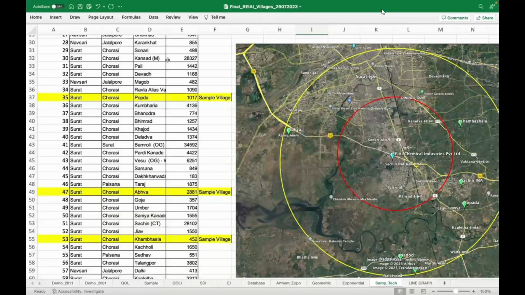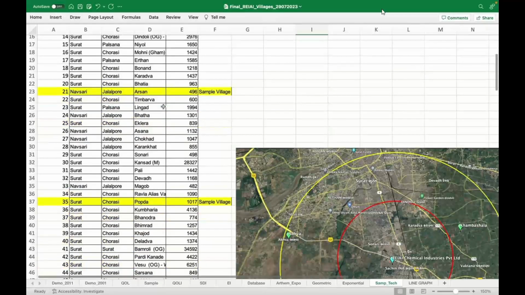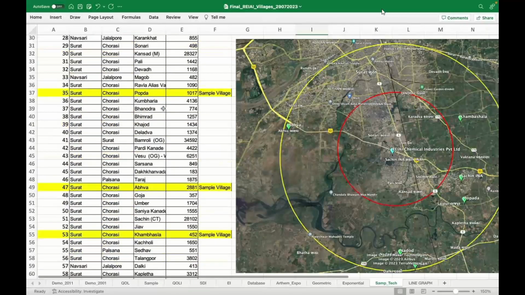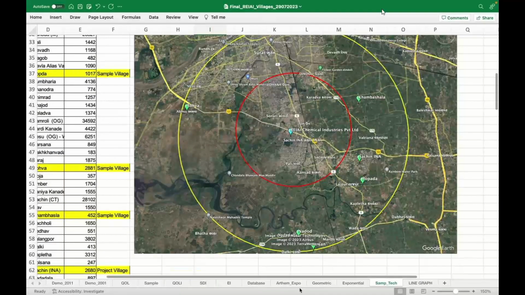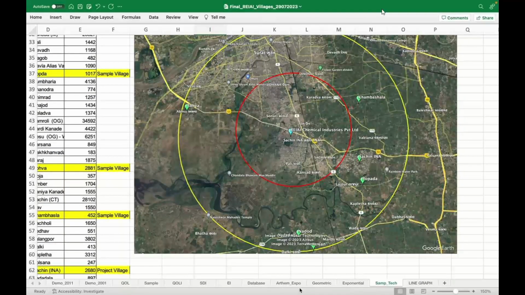So remember, I have done a very simple technique. What is wrong in this sampling method? The method is correct, but what is wrong in your assumption? Can anybody tell? Okay, very good. Core zone, buffer zone. No more villages, that you cannot decide. Selection of villages is not good. Good.